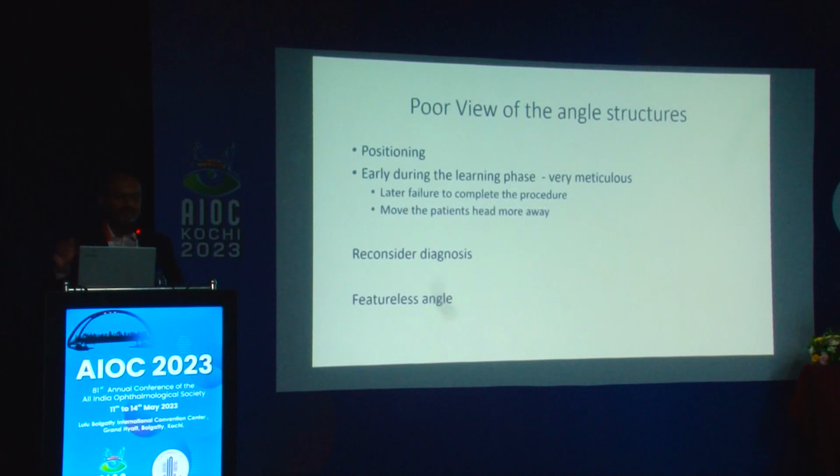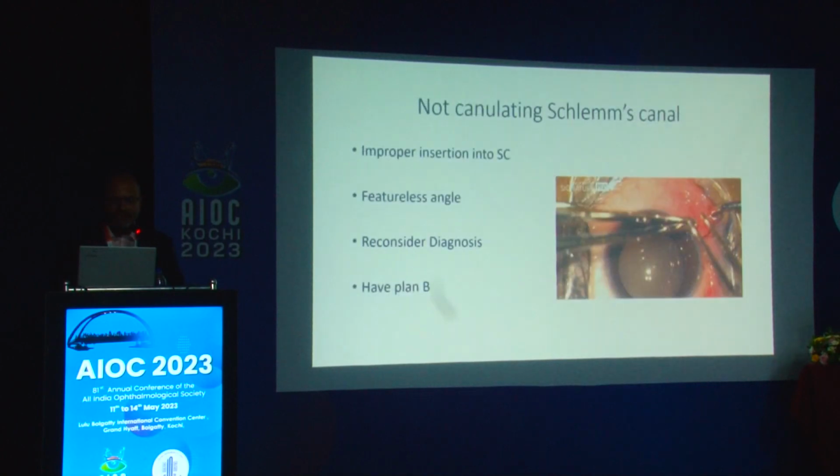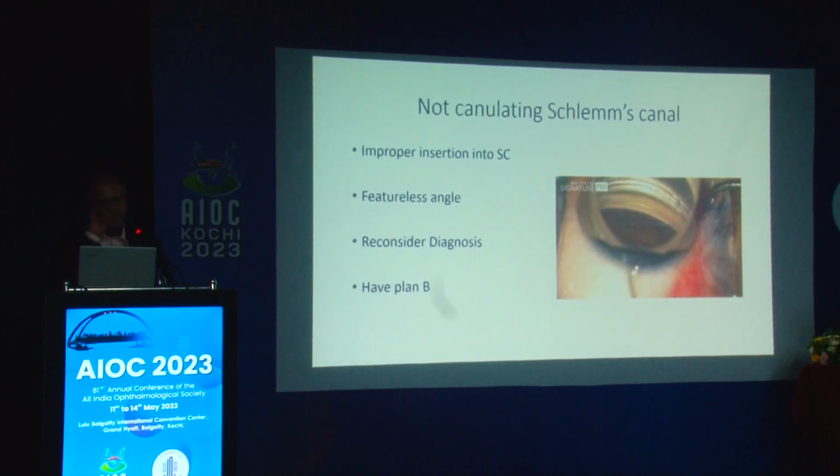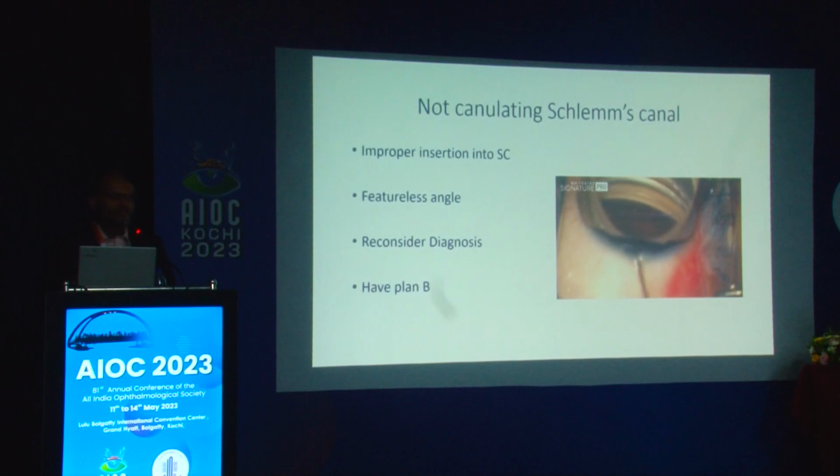Don't think that you could push the suture anywhere. Reconsider and be very careful of a featureless angle. Not cannulating, I showed you, it wasn't in the same video. You are not inserting it into the Schlemm's canal properly. Always have a plan B. So the plan B for us is always an external trabeculotomy. So we always have an external trabeculotomy which we prefer to do.